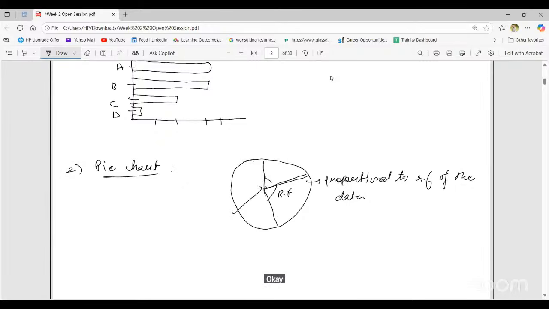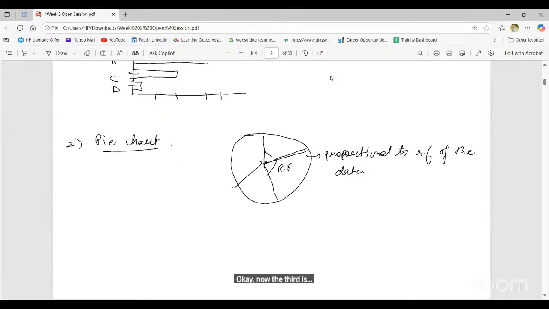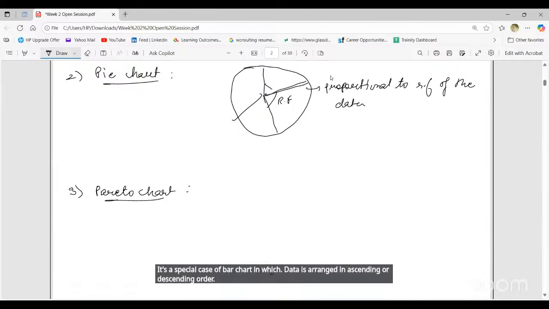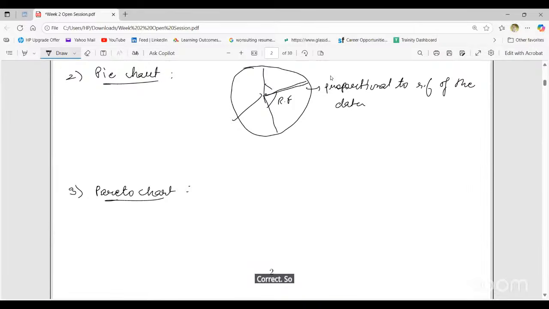Okay. Now the third is Pareto chart. What is a Pareto chart? It's a special case of bar chart in which data is arranged in ascending or descending order. Correct. So basically, a Pareto chart is where we are just ordering the frequencies.